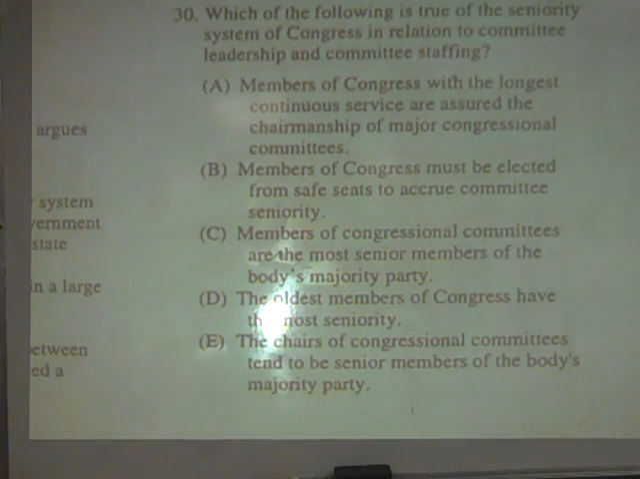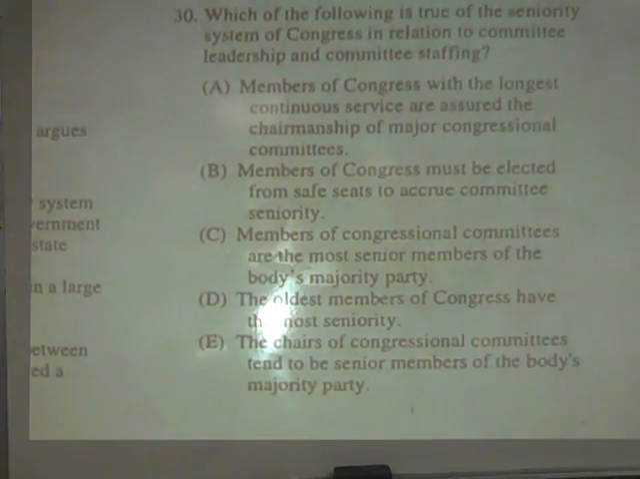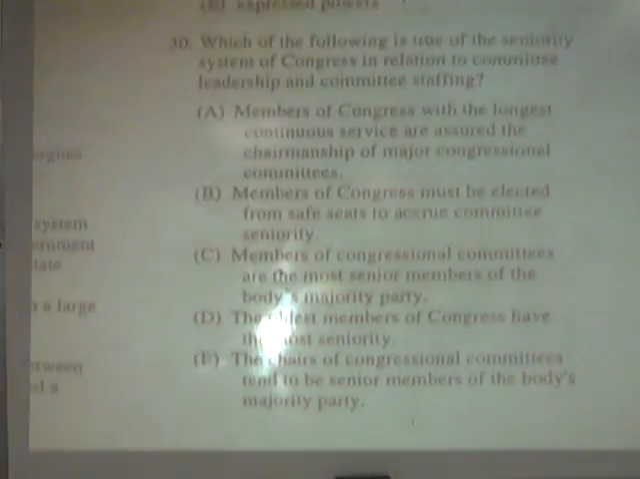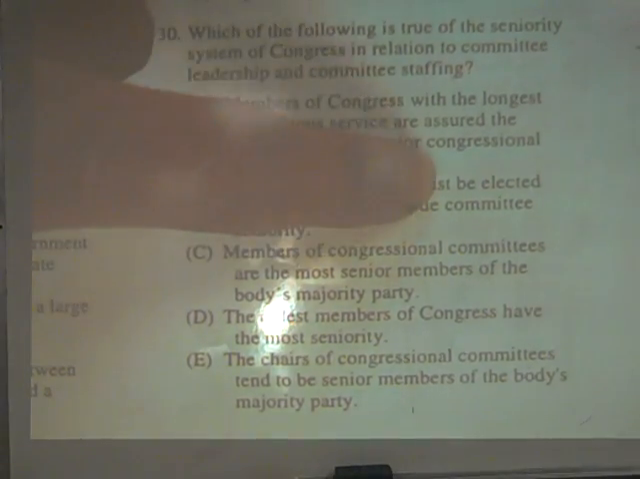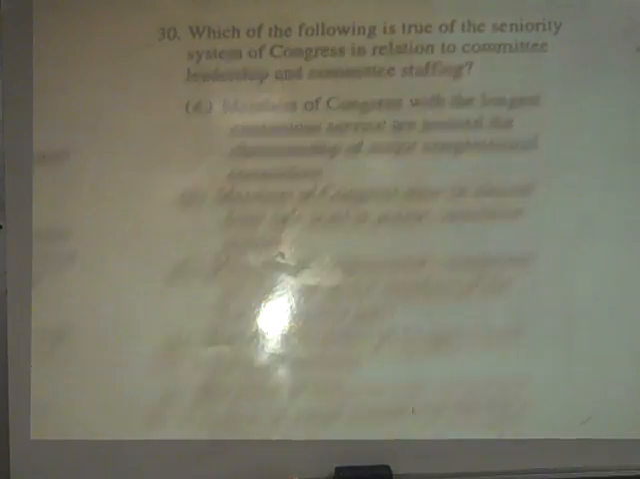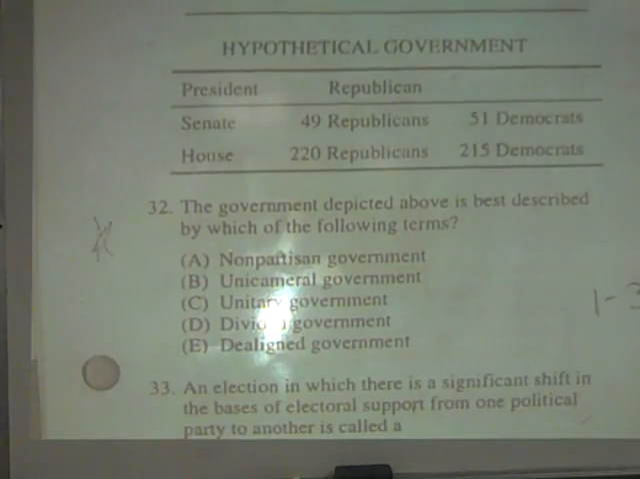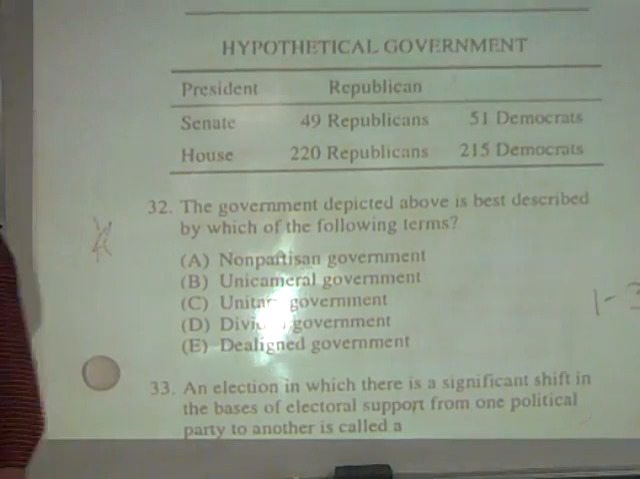The chairs of congressional committees tend to be, I like that, tend to be senior members of the body's majority party. I like this, it says tend to and not. Notice how they put the trick as A and the real one buried down here at D. That is classic test maker psychology there, man. All right, so here's a hypothetical government. This is not how government is actually right now.